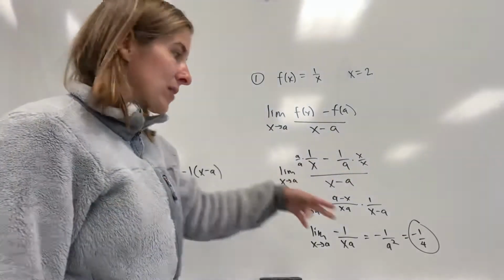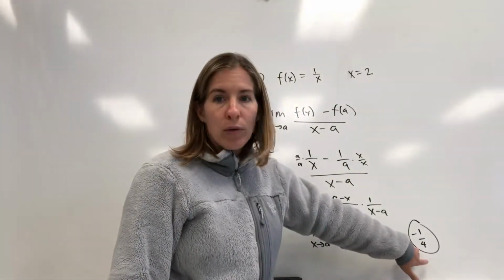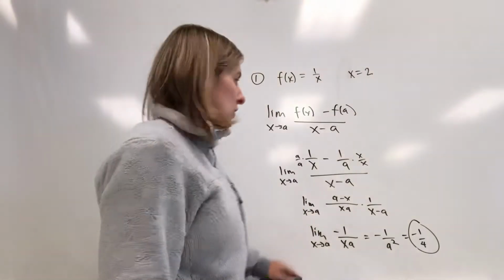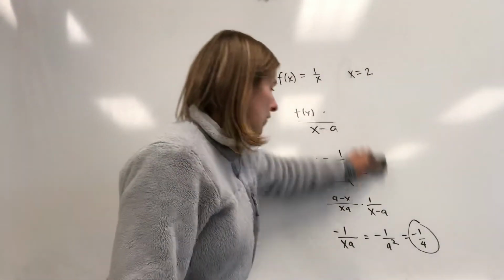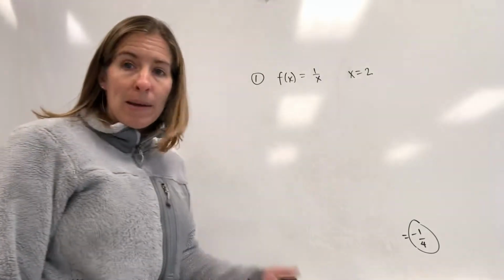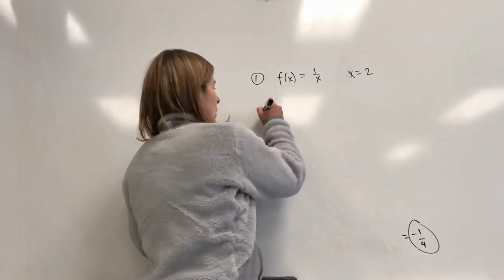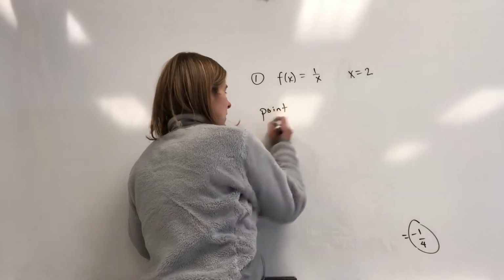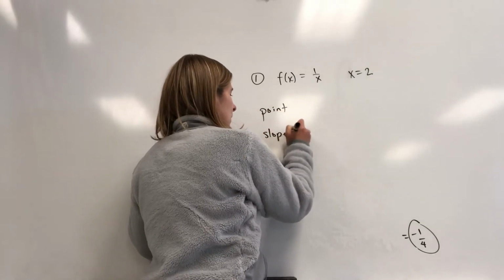You already found the slope. We know that the slope is -1/4, and we know that the x value is 2. So ask yourself again, what 2 things do you need to write the equation of the tangent line? And it's always the same thing. It's always that you need the point and that you need the slope.